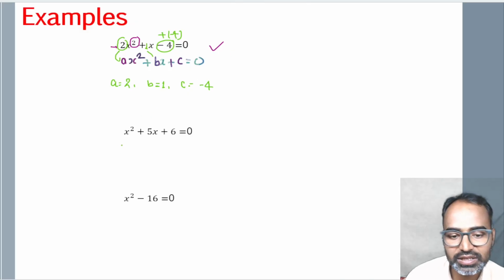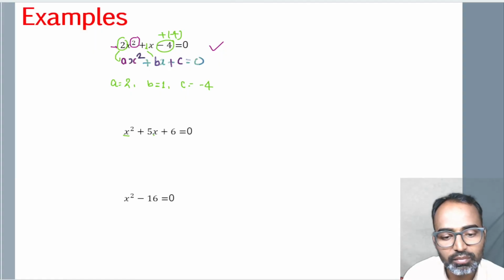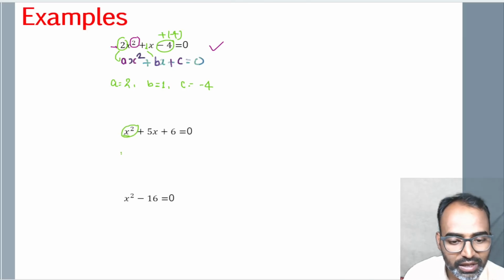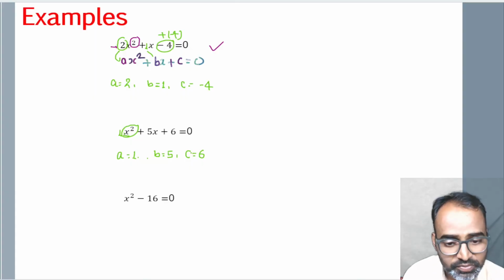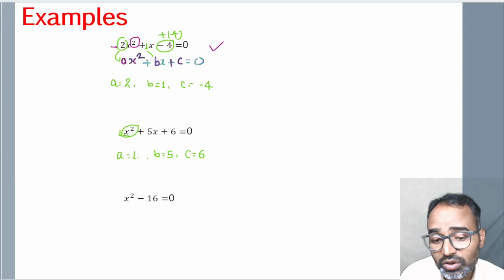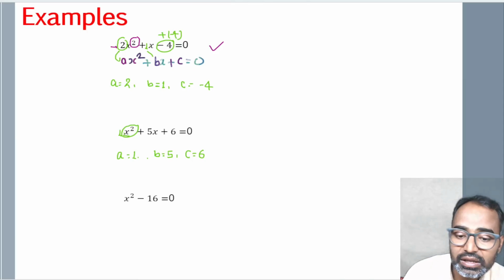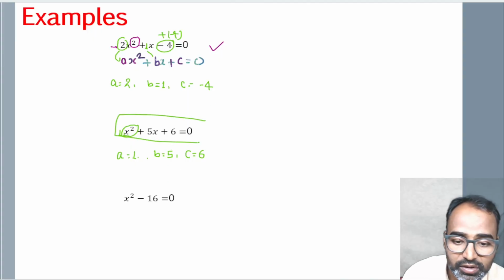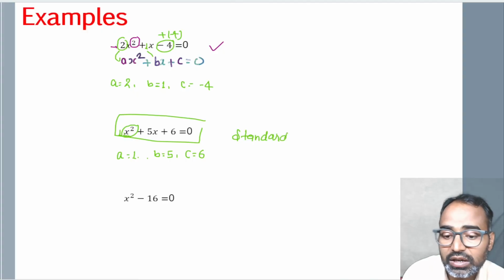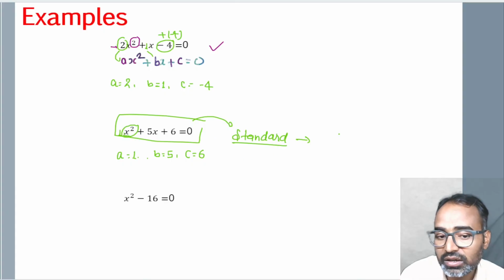The value of c will be -4. Now see another example. Here the other example is x square plus 5x plus 6 equals to 0. Now what would be the coefficient of x square? Actually, a is called the coefficient of x square. In this case, it is 1, because here the coefficient is nothing written, so we can write 1 into x square. And here the coefficient of x is 5, so value of b will be 5, and the value of c will be 6. The coefficients of x square, x, and the constant term c can be found only if the given equation is in standard form, because actually we are comparing, and to compare, the equation should be like standard form, right?